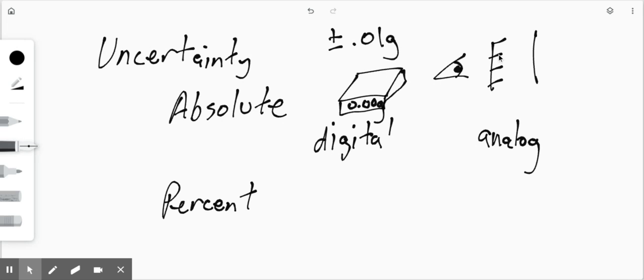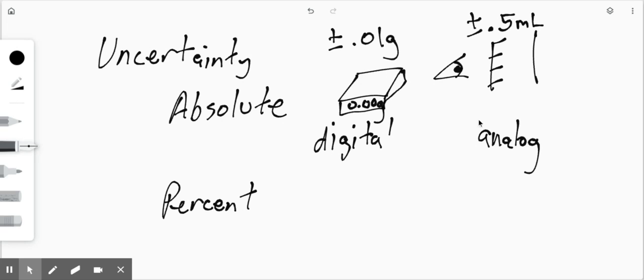Since this is a graduated cylinder, they usually measure in 1 milliliter values. So each of these represents 1 milliliter. So the rule for the absolute uncertainty inherent in an analog piece of equipment is simply 1/2 of the smallest increment. So 1/2 of 1 is 0.5. So this has an absolute uncertainty of 0.5 milliliters. It's as simple as that.